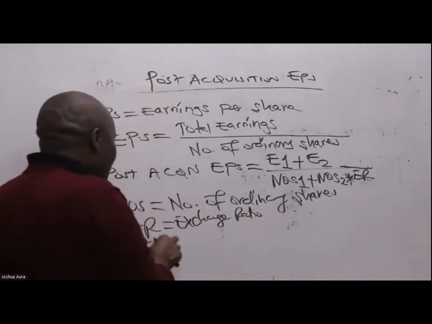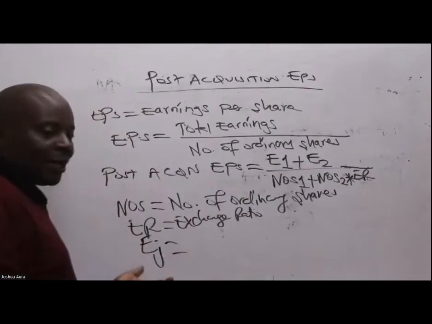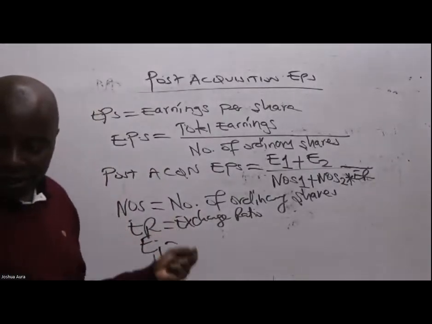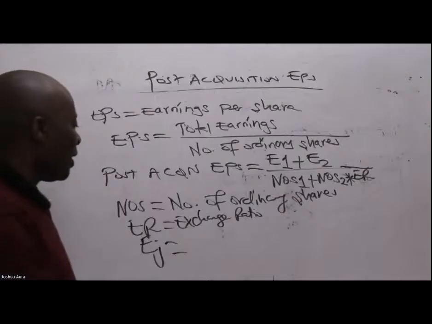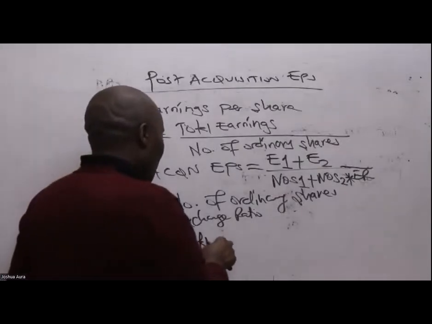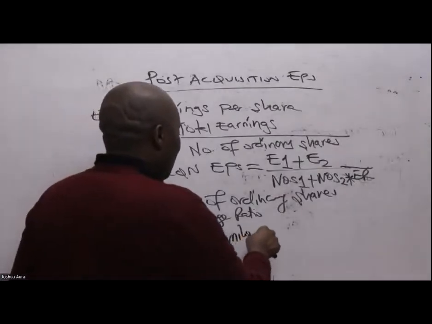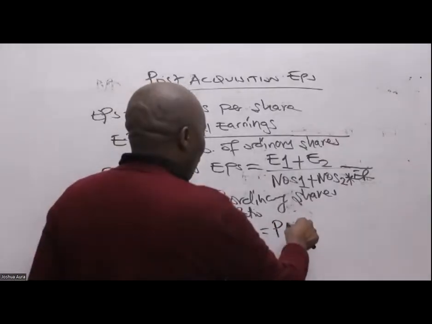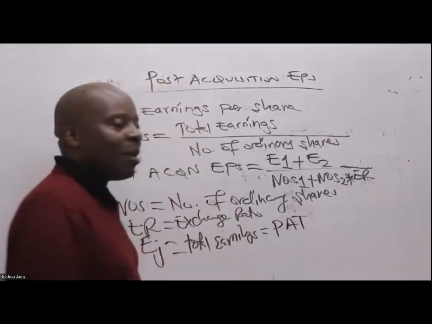And then we have EJ. J can be a number like E1, E2. So this EJ is the total earnings, and in our case here, total earnings would always be the profit after tax part.